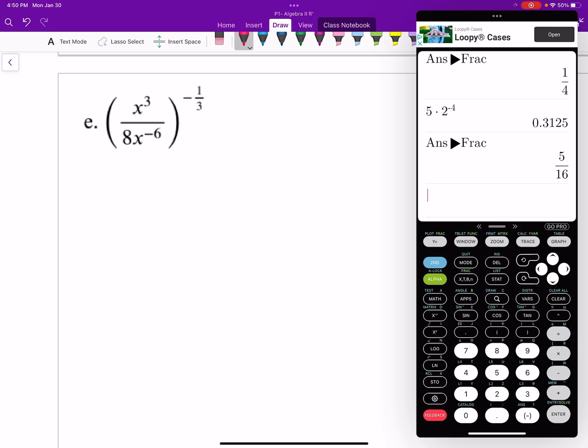Last one, I'm going to take care of the parentheses first. That negative 1/3 has to go to 3 different things. The x on top already had an exponent, so we're going to multiply together the exponents.